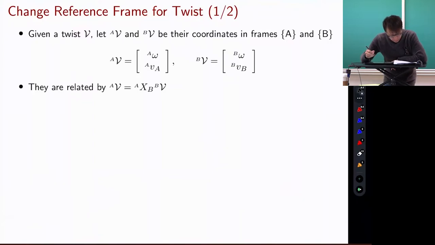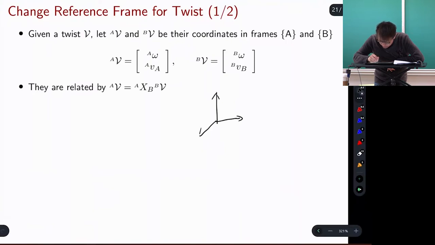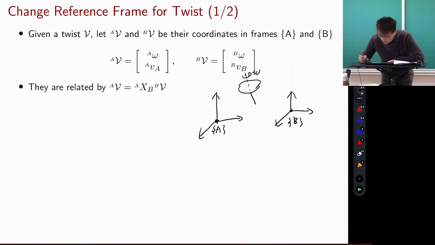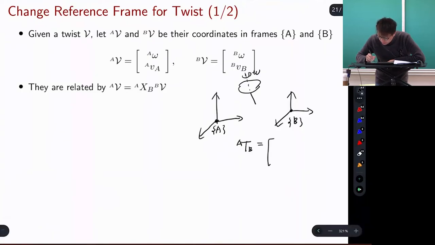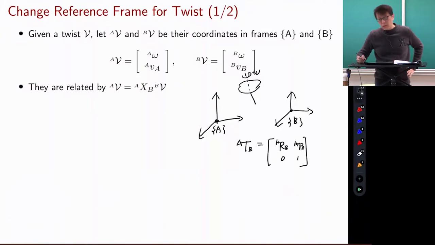Let's first think about two frames. This is my A frame. This is my B frame. This is the frame origin, and I have a rigid body here. Somehow I rotate it, and there's my rotation axis omega. Of course, I need to give you the relation between the frames. Let's say I give you T_BA, which is R_BA, P_BA, 0 and 1. This is the orientation of B and the position of the origin of B in A.